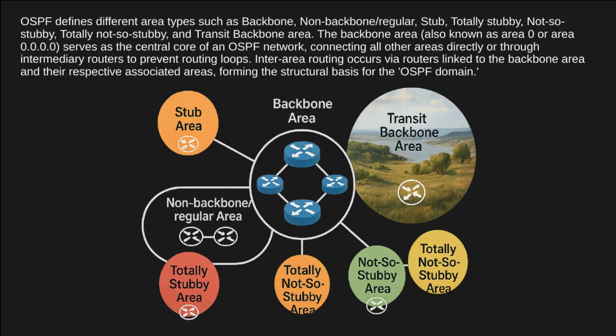OSPF defines different area types such as backbone, non-backbone, regular, stub, totally stubby, not so stubby, totally not so stubby, and transit backbone area. The backbone area, also known as Area 0 or Area 0.0.0.0, serves as the central core of an OSPF network, connecting all other areas directly or through intermediary routers to prevent routing loops. Inter-area routing occurs via routers linked to the backbone area and their respective associated areas, forming the structural basis for the OSPF domain.